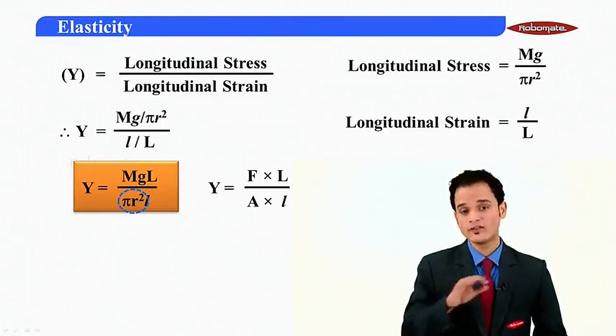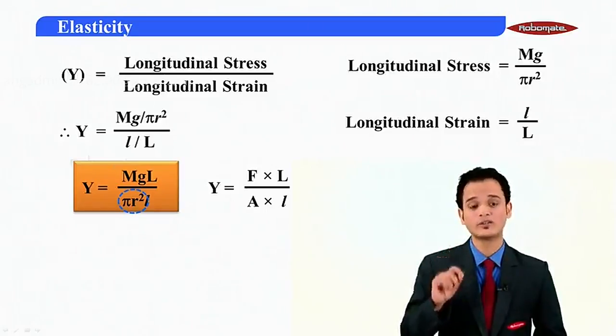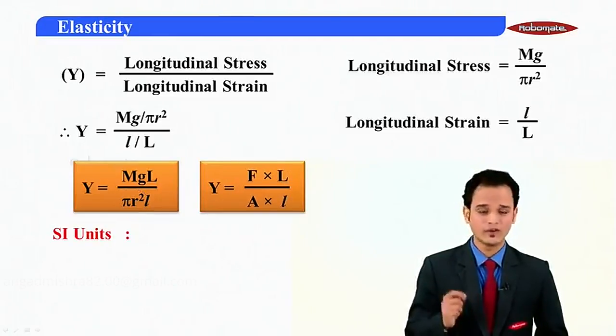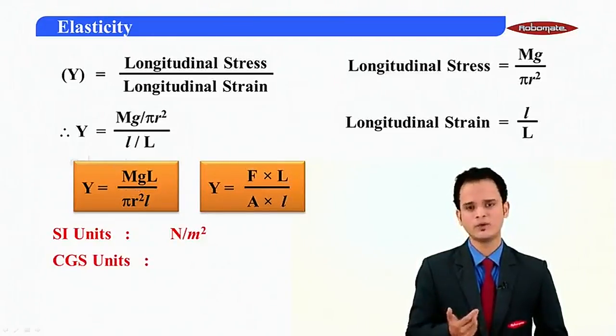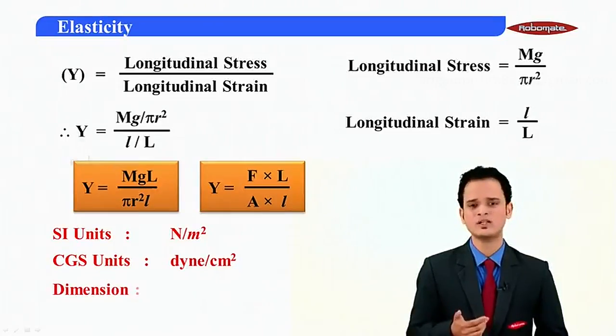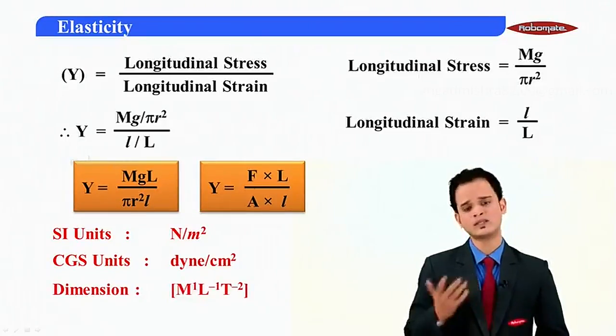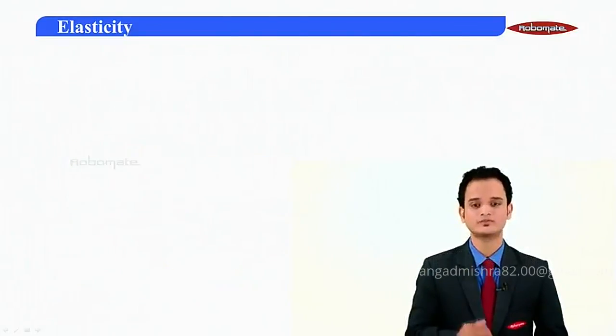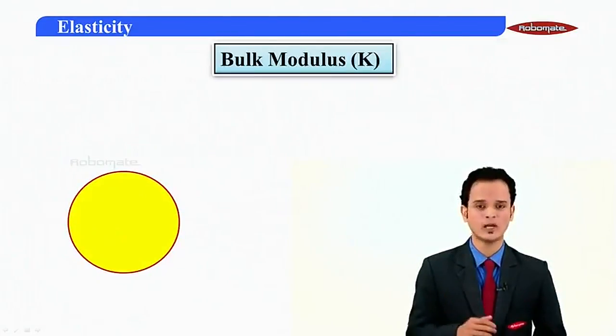So no matter in which particular stream you go ahead, the formula for Young's modulus is going to be very fresh in your mind as F L A l. So students, let us go ahead. Further, we see the SI units. Newton per meter square, CGS, dyne per centimeter square, and the dimensions are going to be the same as stress, that is M1, L minus 1, T minus 2. Let us go ahead, students, and go for the bulk modulus.